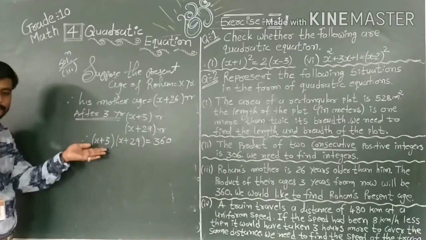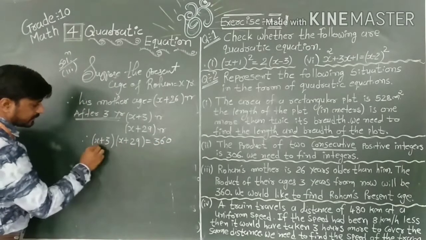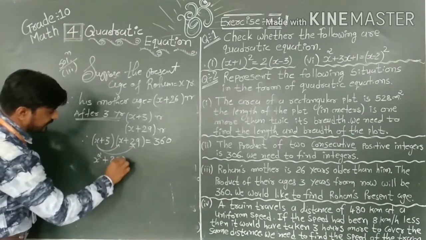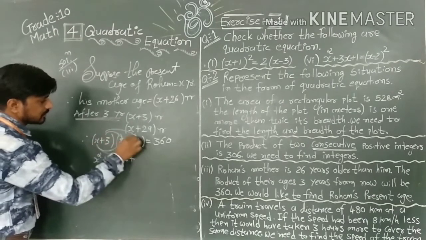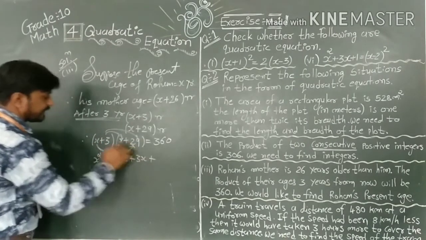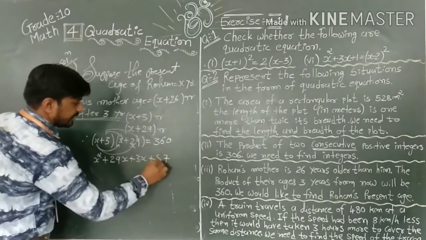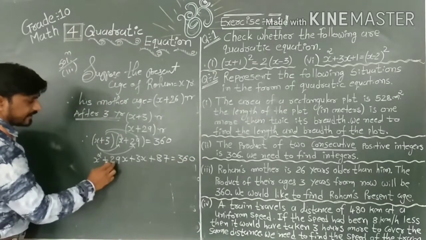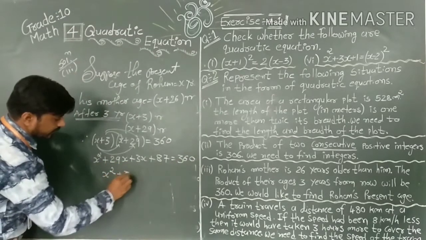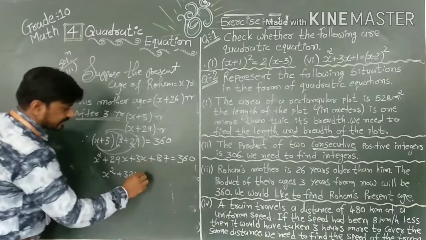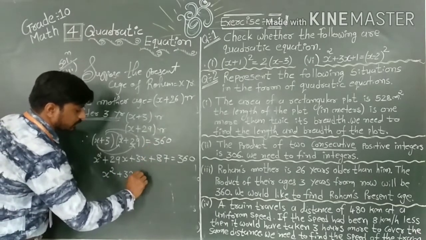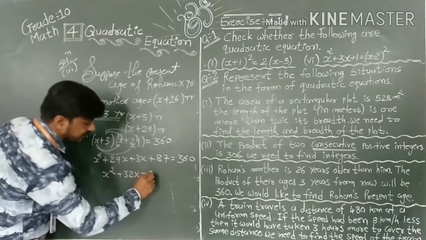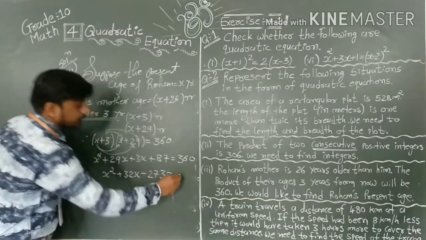Now simplify this one. I multiply these two brackets. What happened? x square plus 29x, plus 3x plus 87 is equal to 360. Now we have x square, 29 plus 3, 32x, and plus 87 minus 360. That means 360 minus 87, that means 273, is equal to 0.